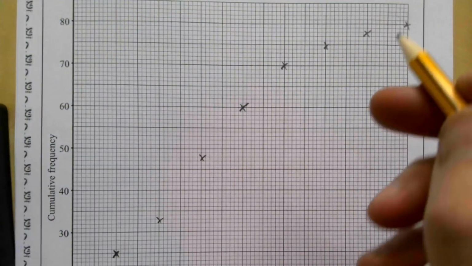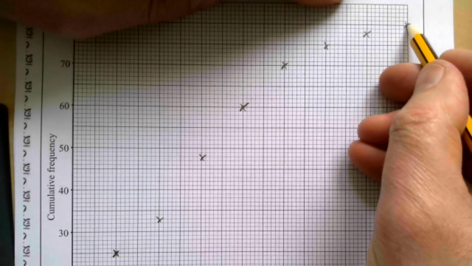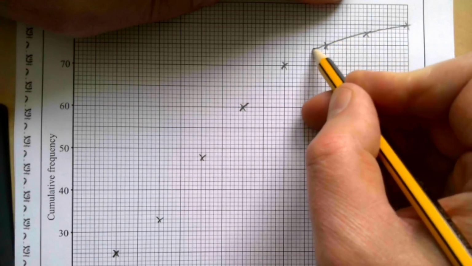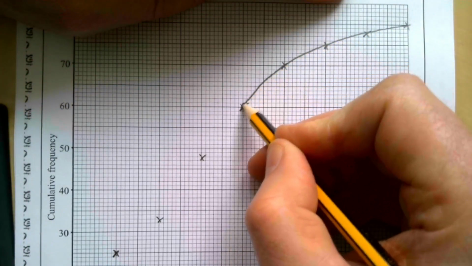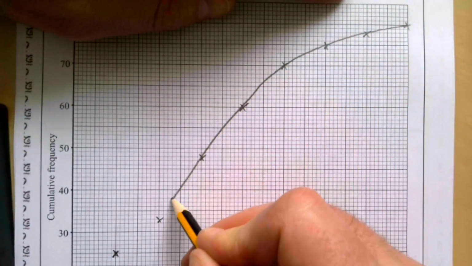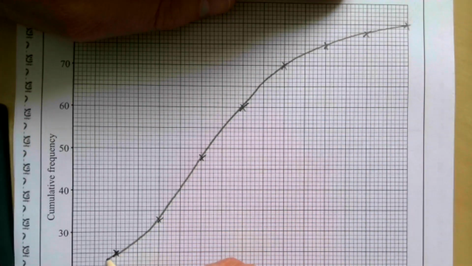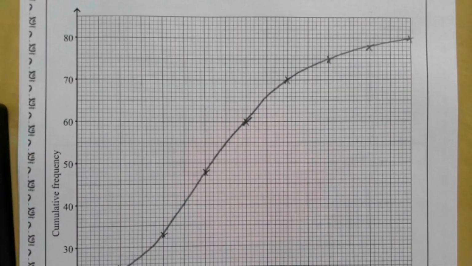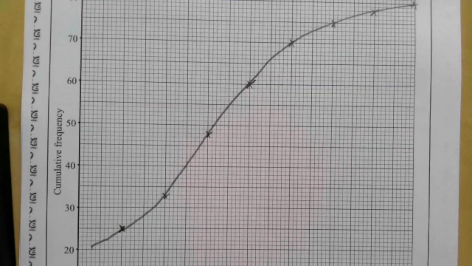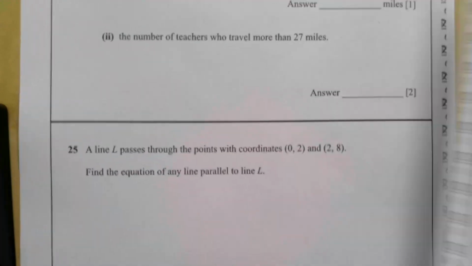So we have that. It's not the nicest looking cumulative frequency curve I've ever seen, but that's okay. We'll try our best to read the information off here. Something like that. You can see most of it on there. I'll give you 3 marks for that.